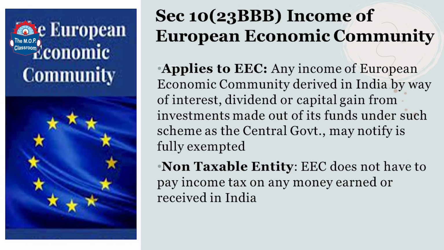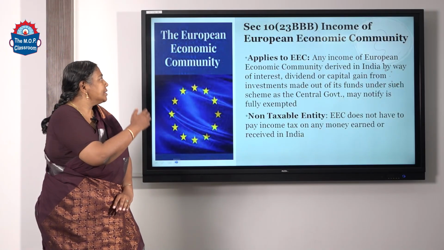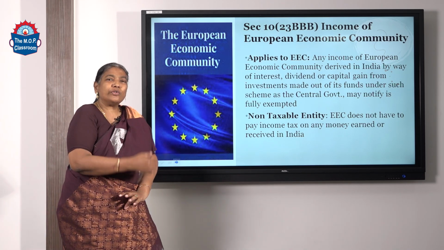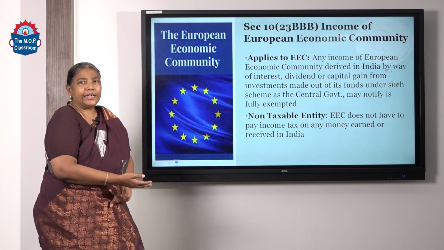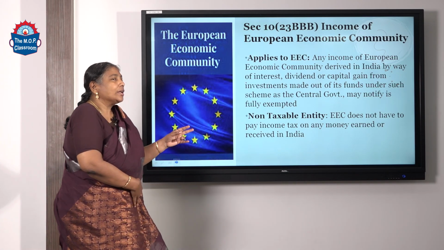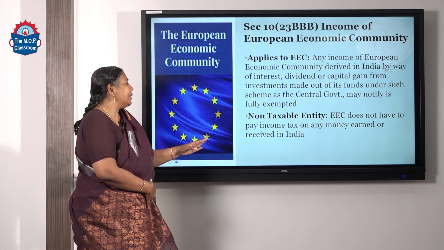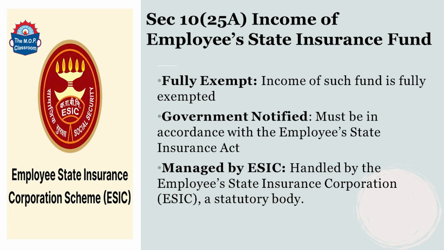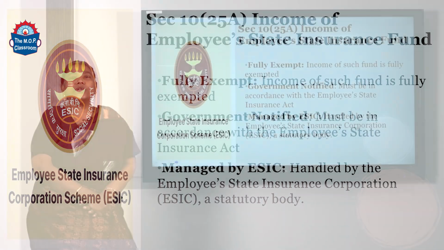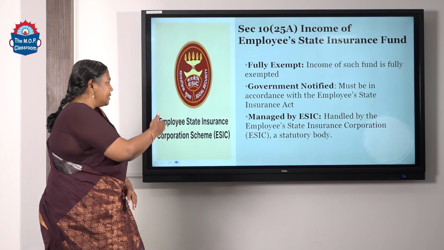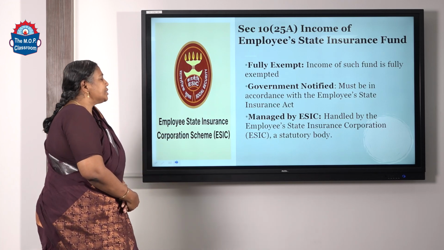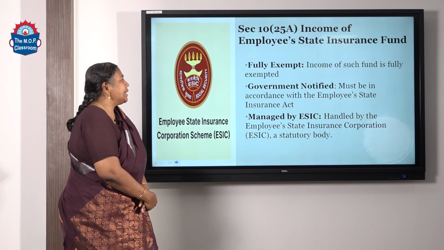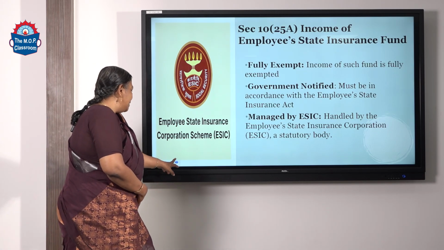Then any income that accrues to a European Economic Community. This is 23BB. Any income that accrues to the European Economic Community, which could be in the form of interest, dividend, capital gain, is fully exempted from tax, because the EEC does not have to pay income tax on any money earned or received in India, because it is a non-taxable entity. Then income of the Employees' State Insurance fund. Actually, ESI is the fund that is handled by the Employees State Insurance Corporation, a statutory body, and it should be in accordance with the ESI Act, and income of such a fund is fully exempted from tax.